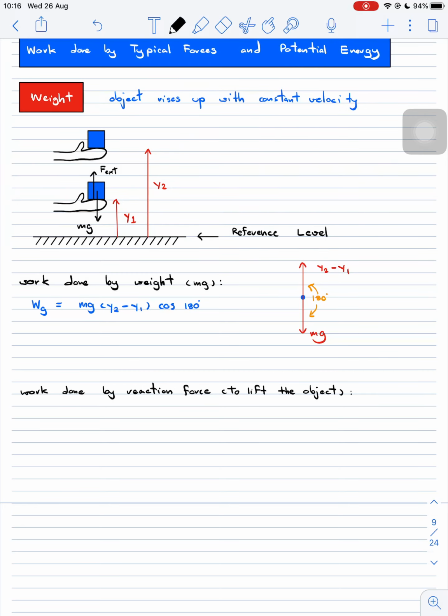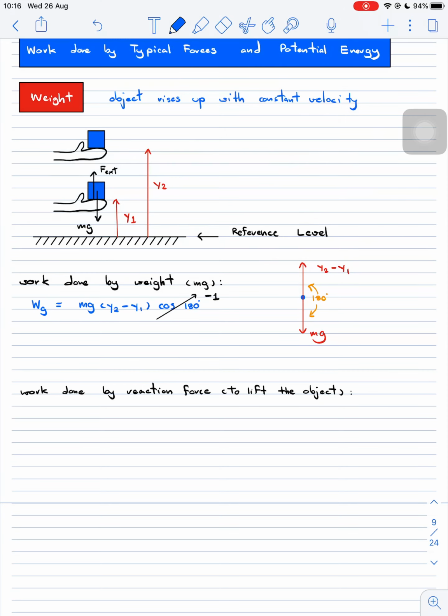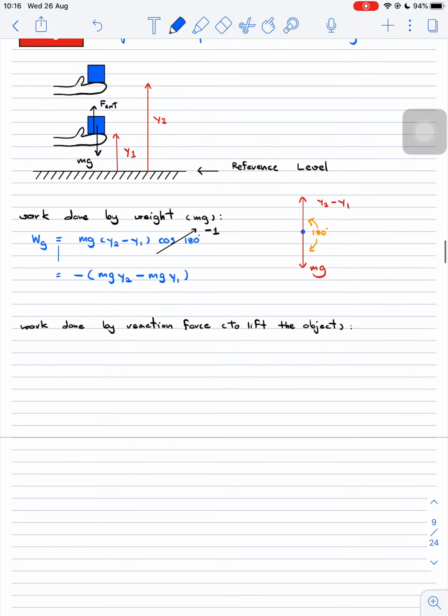And we know that cosine 180 degrees equals -1. Then finally we can say that the work done by gravity, or by the weight, is equal to a minus sign, and then multiplying mg by y2 and y1, we have minus mg y2 minus mg y1, okay.